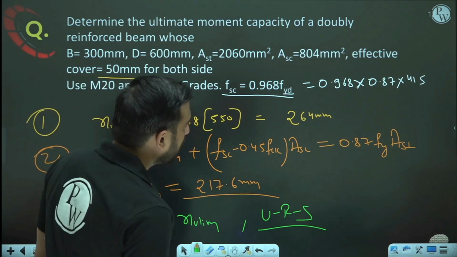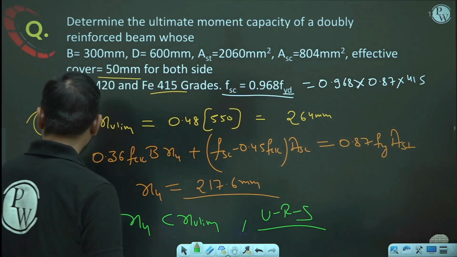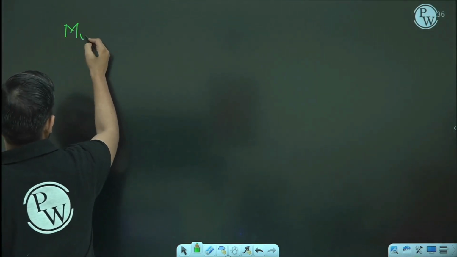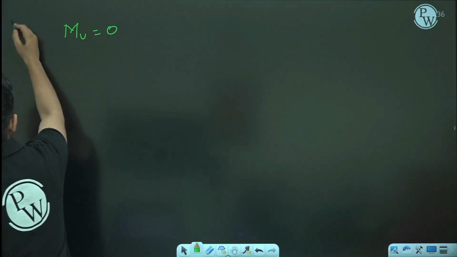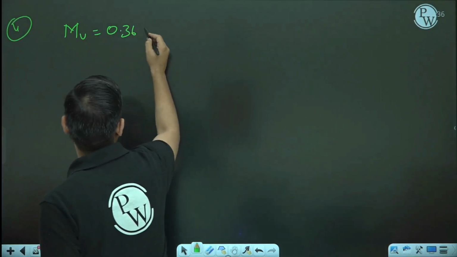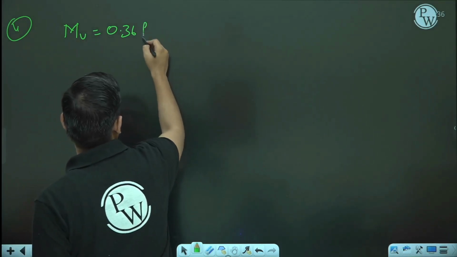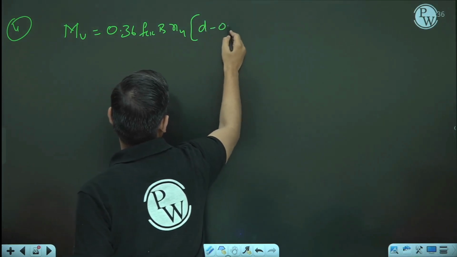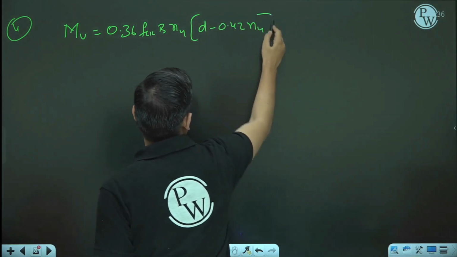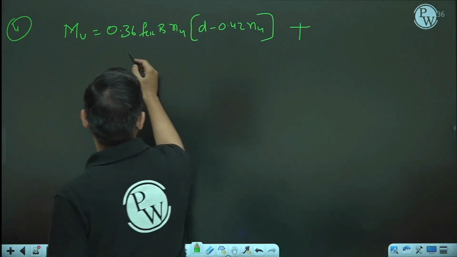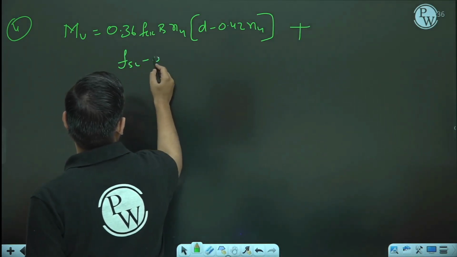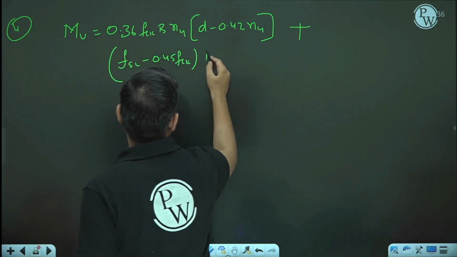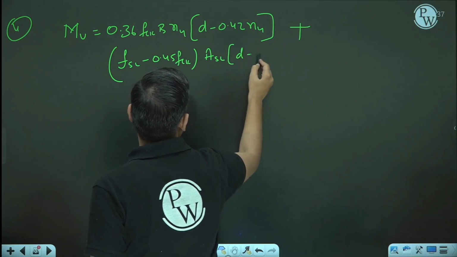In an under-reinforced section, how are we going to calculate the moment of resistance? The moment of resistance is equal to 0.36, meaning compressive force into lever arm, that's all: FCK B into XU into D minus 0.42 XU, plus another component, FSC minus 0.45 FCK and ASC into D minus D dash.